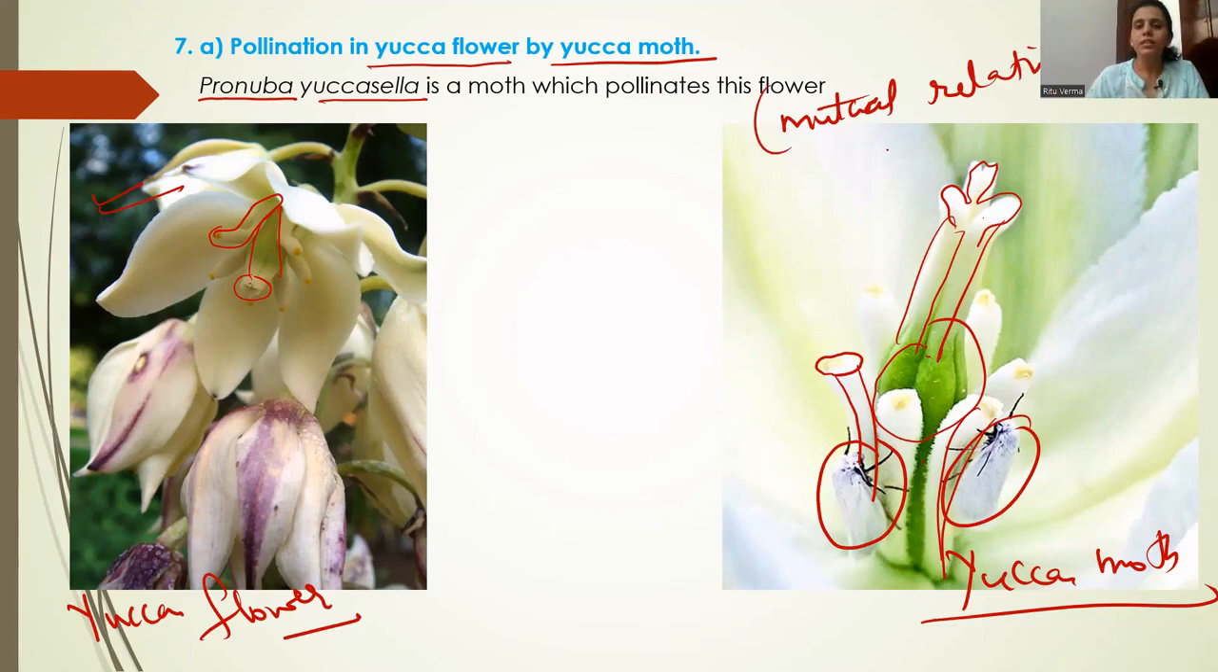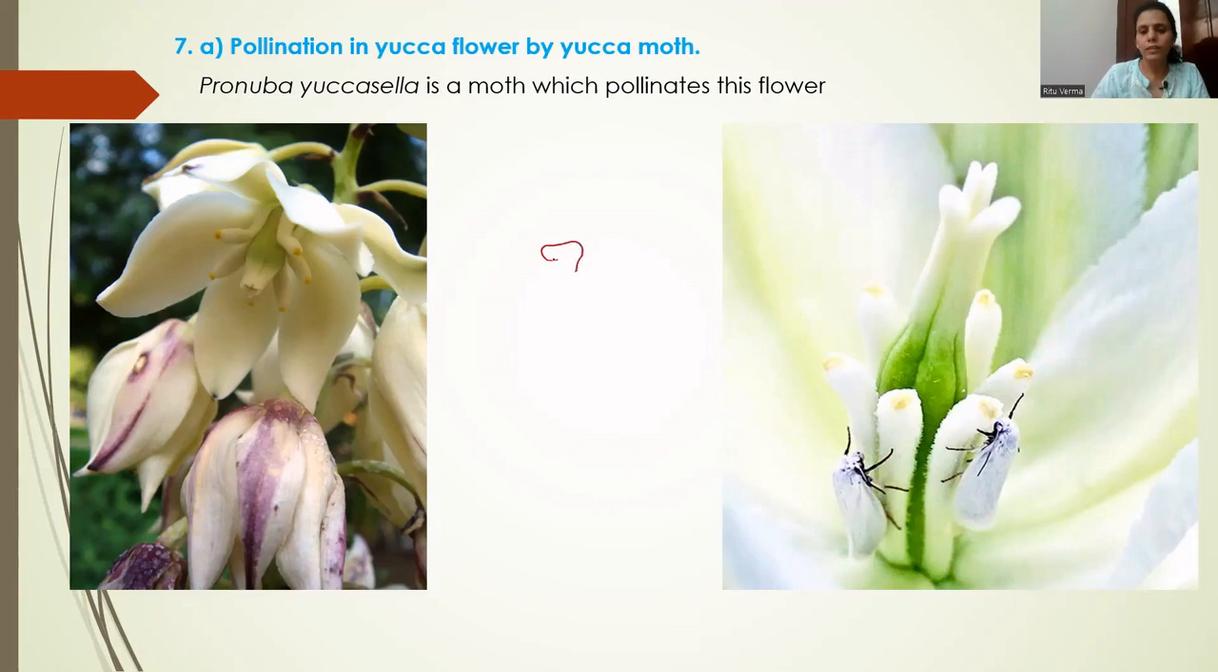Mutual relation. Okay, this yucca flower and yucca moth alone without each other, they cannot survive. It's not possible for them to survive alone without each other. They actually have this mutual relationship between them. I'll explain how. Actually, the pistil of every flower has three parts: stigma, style, and ovary.